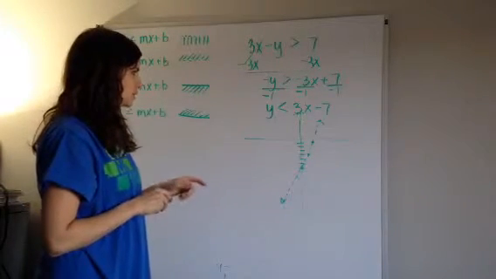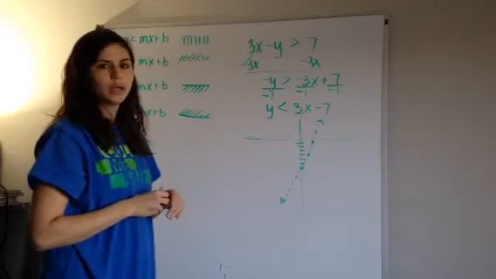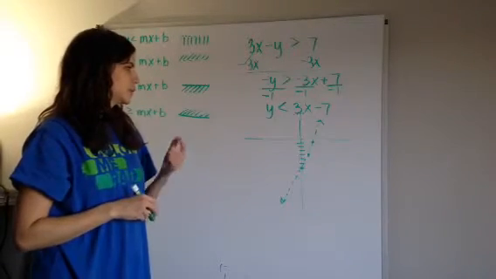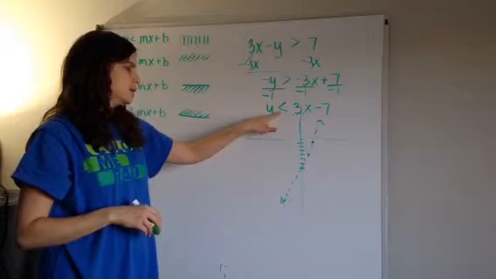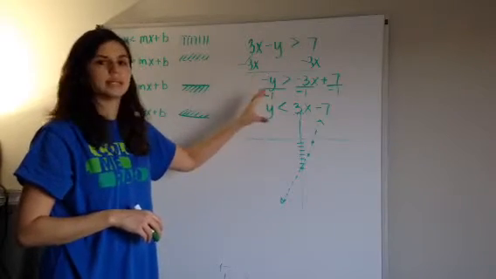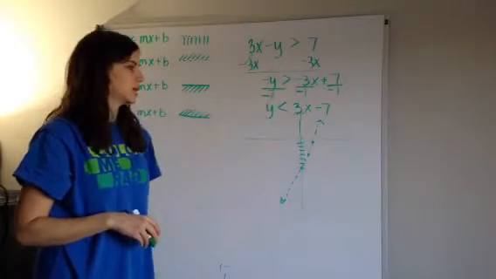Okay, and then we have to see, are we going to be shading up to the sky or down to the ground? So it's not eating the y, so it's a less than. So it's less than, so we're going to shade down to the ground.